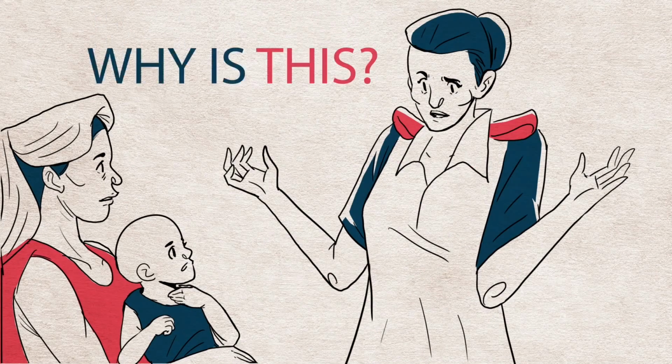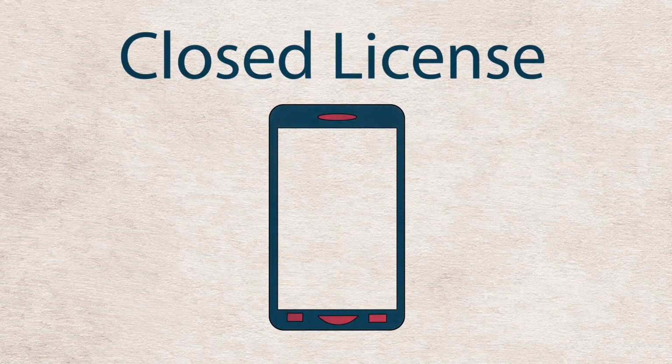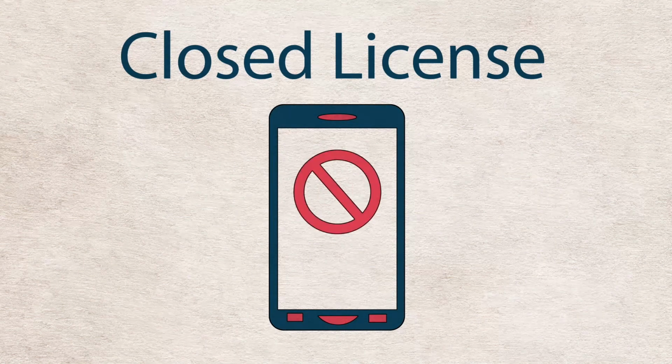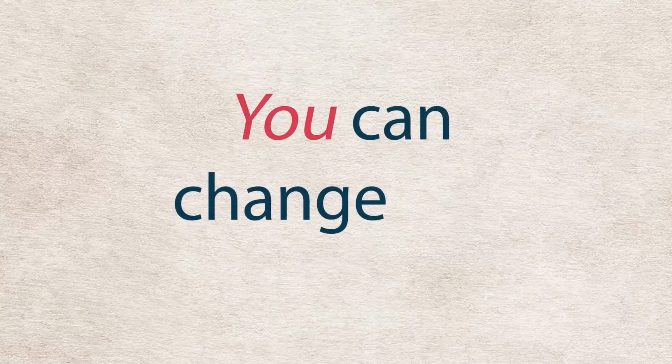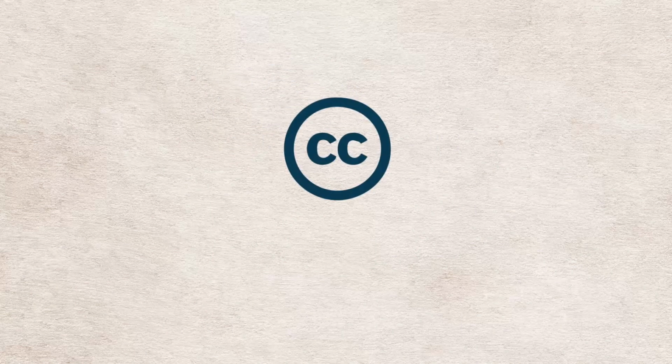Why is this? Most global health content is still released under a closed license, meaning that if a trainer or health worker finds the content, they're not legally allowed to reuse, adapt, or redistribute it without permission. You can change this. How? By badging the content you create with one of the Creative Commons licenses.